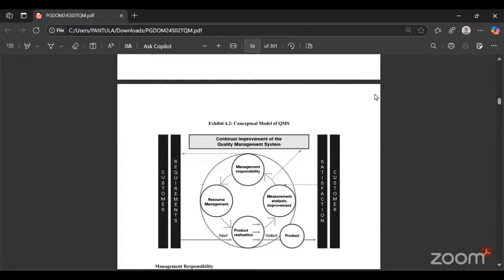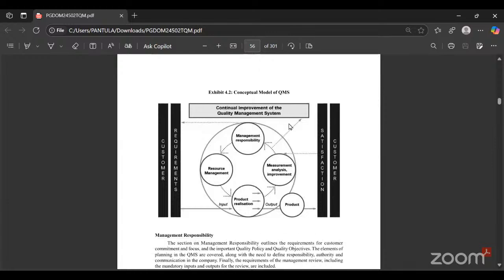Now you can see the concept and model of QMS. The customer is there, requirement is there, and customer satisfaction is there. In order to meet customer requirements and satisfaction, there is continuous improvement of the quality management system, QMS. The customer requirement is the input, and the output is the product. Product realization, measurement analysis improvement, management responsibility and resource management are there. These four components drive continuous improvement of the quality management system, and the product ultimately gives customer satisfaction.